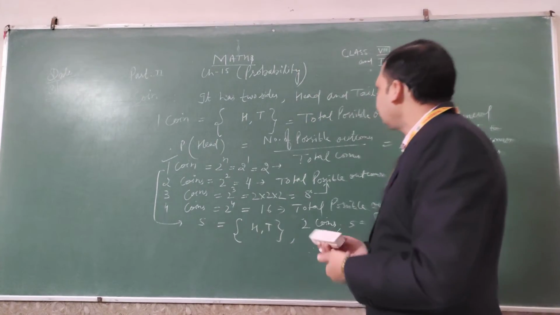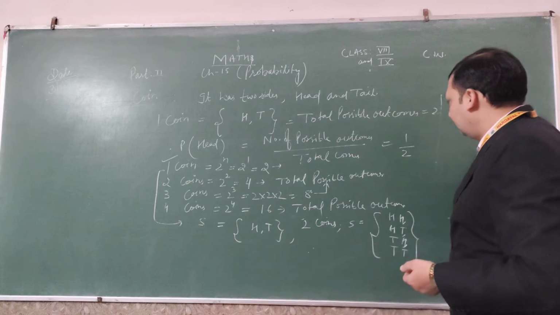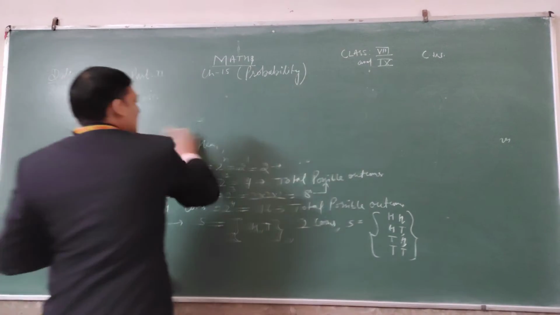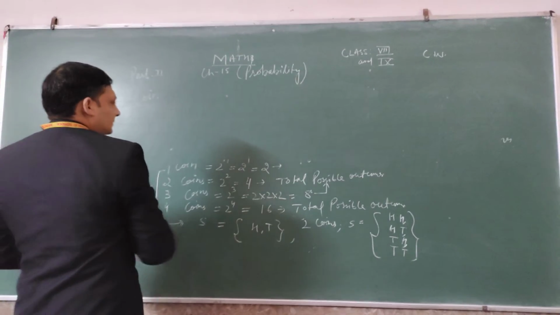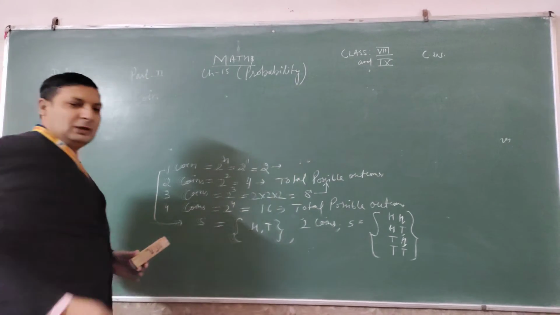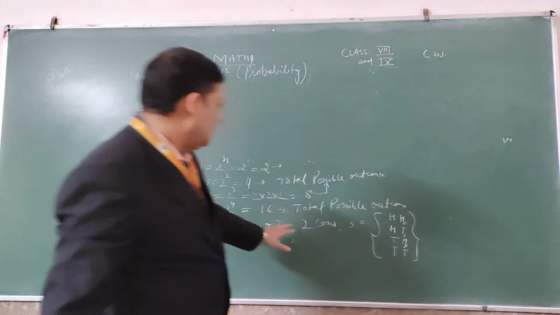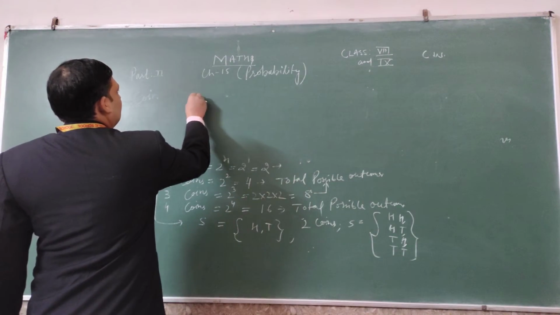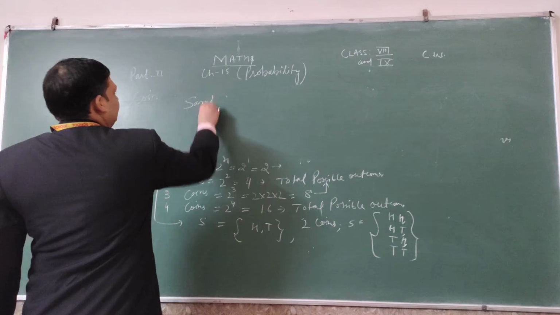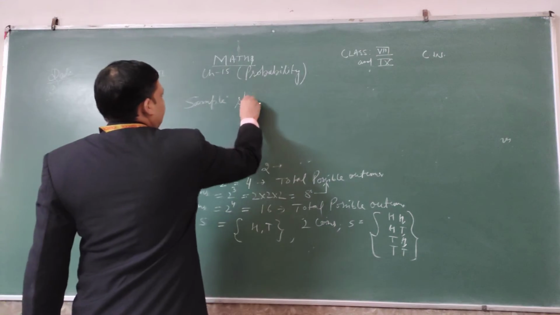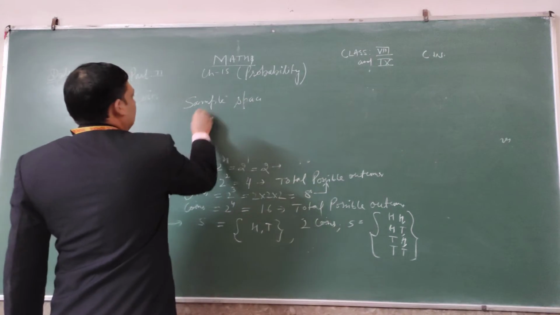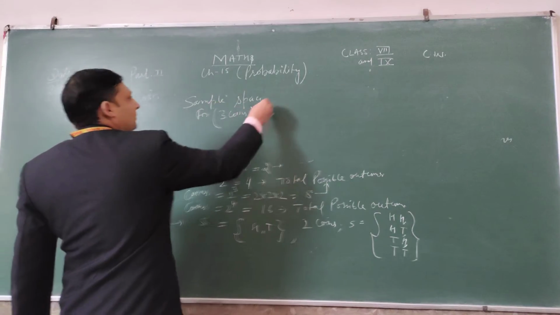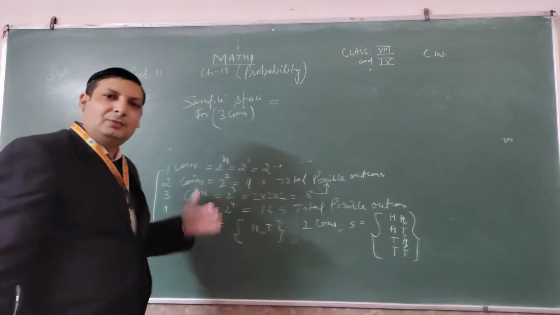So see, when we talk about 3 coins, we will use the same concept. The general form is 2 to the power n. Now I will take 3 coins. So see here, the sample space for 3 coins. Likewise, we can also write this for 4 coins, 5 coins also.